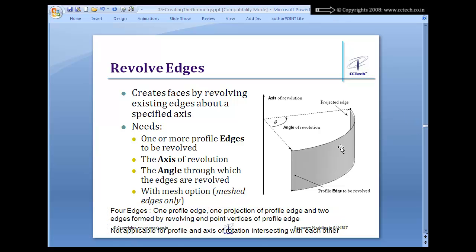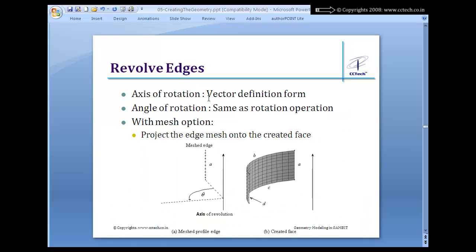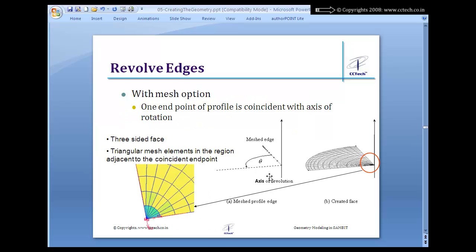What it does is take the edge and revolve it along the given axis that you have provided. If this edge is meshed, then definitely you can create a mesh on this particular face at the time of revolve, because that is always a mappable face. The axis of rotation is again a general vector definition form. The angle of rotation is the same as in the rotation operations that we have seen. With mesh option, if this particular edge is meshed, you can revolve this edge and create a face mesh also. This is the revolve with mesh operation.